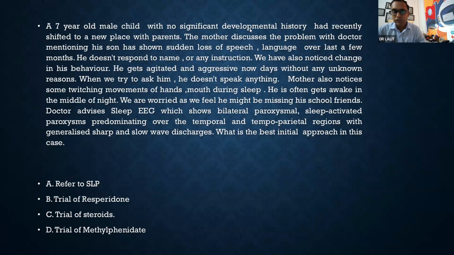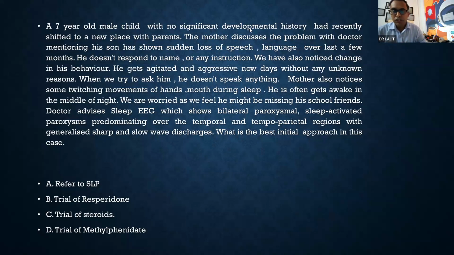Now, if we go into the history, what are the things suggestive of that? First of all, they have mentioned there is no significant developmental delay in the child. So it is clear that a 7-year-old child with no significant developmental history is unlikely to be associated with autism or any other condition. They have also mentioned that the child has shifted to a new place with the parents, and the mother discusses the problem of a sudden loss of speech and language.